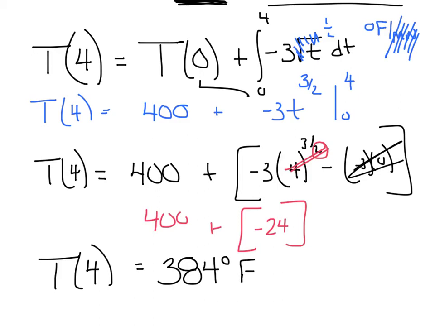One thing that's pretty special that we haven't spent too much time on are the units. We know when we take a derivative, we add on that "per," but when we integrate, we take it off. So if I had degrees Fahrenheit per minute, I'm going to lose my "per" when I integrate, and I'm just going to get degrees Fahrenheit.